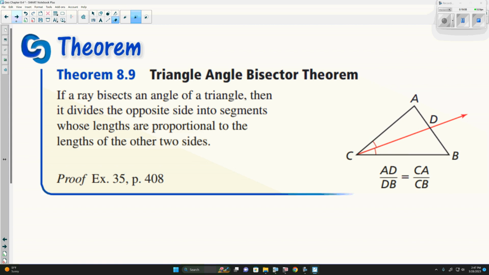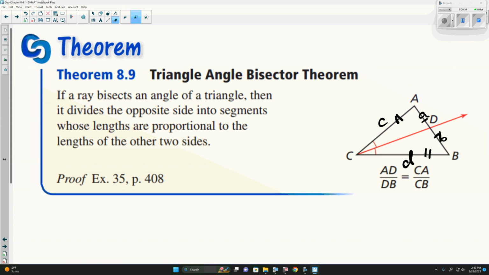The angle bisector theorem. If a ray bisects an angle of a triangle, then it divides the opposite side into segments whose lengths are proportional to the lengths of the other two sides. So what we're saying is AD over BD, so the two segments that were cut, are proportional to CA over CB. So this segment over this is equal to this segment over this, or vice versa.